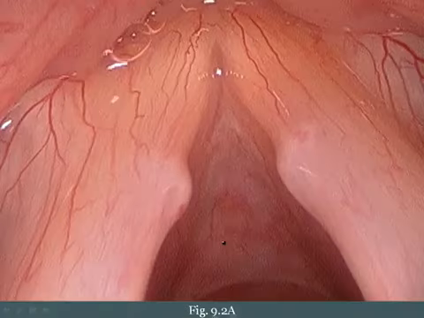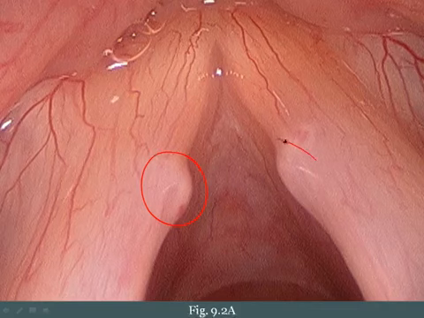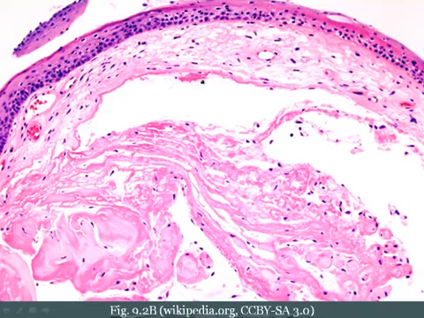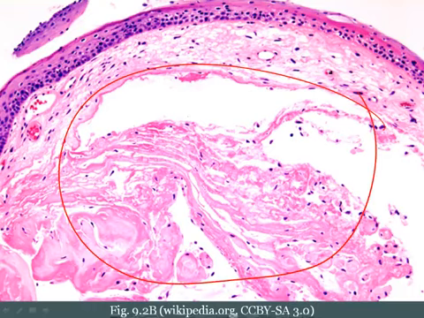Here's what it looks like. You can see one vocal cord nodule here, another one here, and these are bilateral because of the fact that it's due to a wear and tear or use related problem. Now here's what you see if you were to do the histology, and all I'm trying to highlight here is that you get myxoid degeneration of the connective tissue, which leads to the formation of this vocal cord nodule.